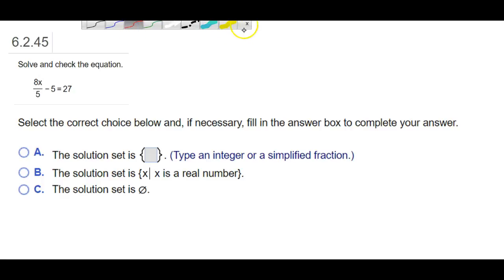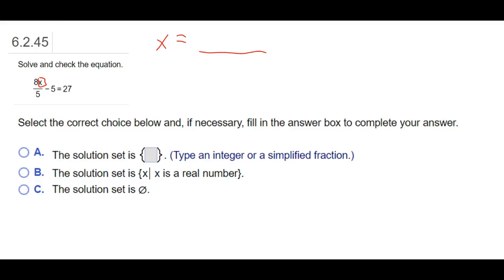This is a homework problem from the 6.2 homework set. It wants us to solve this linear equation. So what I need to do is isolate the x. What that means is that eventually you want to have x equals whatever it ends up equaling. So there's the x right there that we're trying to isolate, and we want to get it by itself.